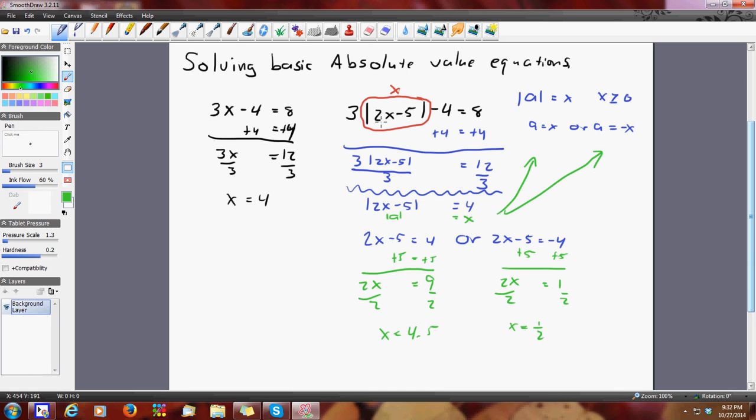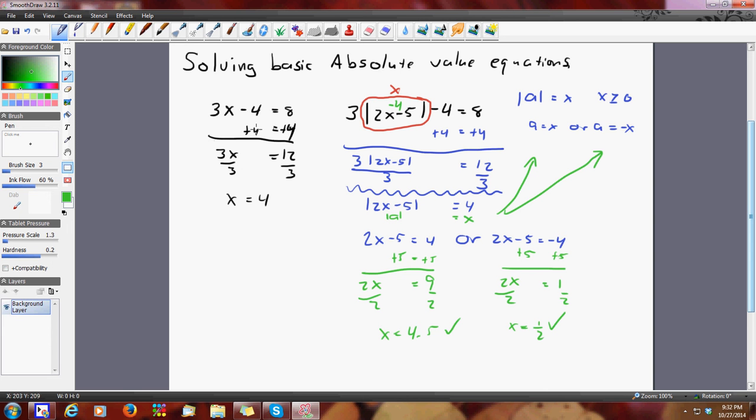If you plug that back in, 2 times 4.5 is 9. Minus 5 is 4. 3 times 4 is 12. Minus 4 is 8. So this one checks. Plug in 1/2. 2 times 1/2 is 1. Minus 5 is negative 4. But it's the absolute value of negative 4, so it becomes positive 4. 3 times 4 is 12. Minus 4 equals 8. So this one checks as well.